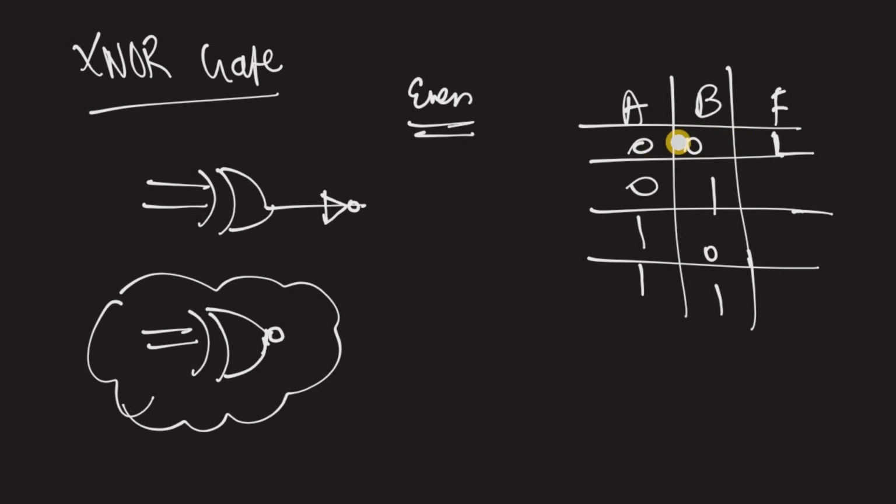So what do we have over here? Since it's an even function, every time the sum equals an even number, we're going to put a 1. So 0 is an even number, so that's why I put a 1 over here, because the sum equals 0. The sum equals 1, that's odd, so we put a 0. The sum equals 1, it's odd, we put a 0. The sum equals 2, 1 plus 1 is 2, that's even, so we put a 1 over here. So that's the truth table.